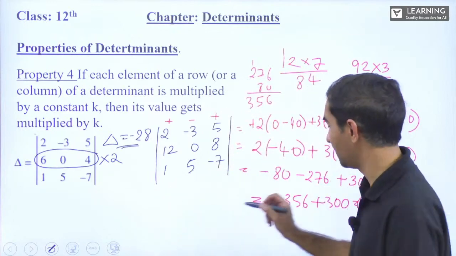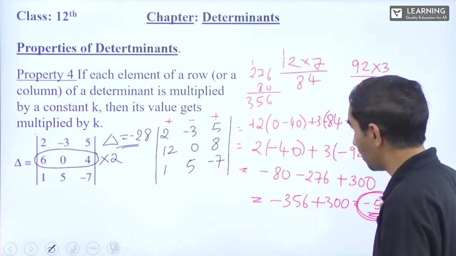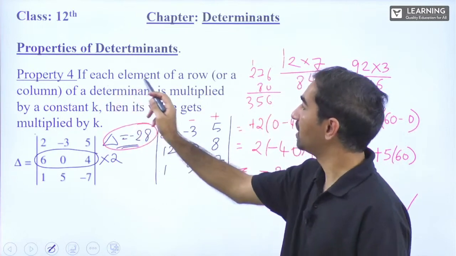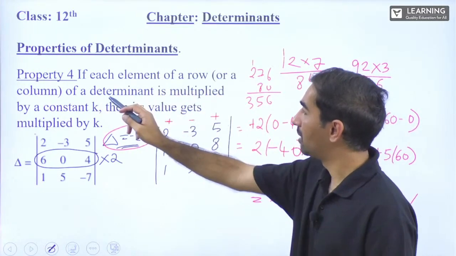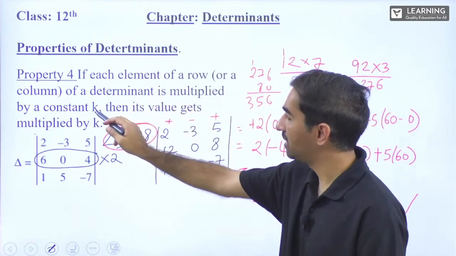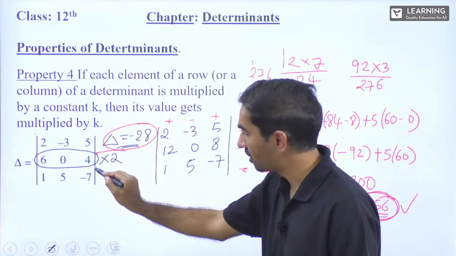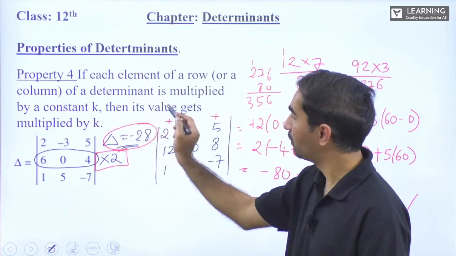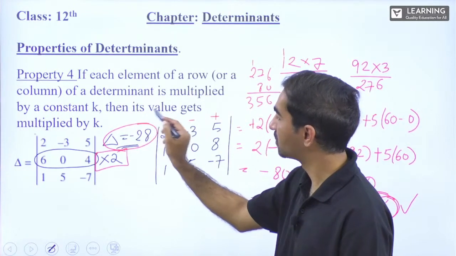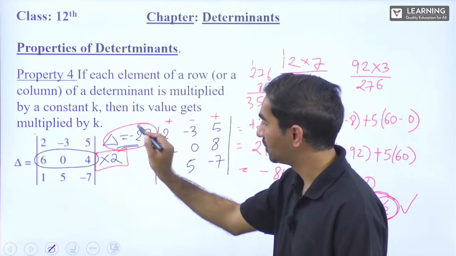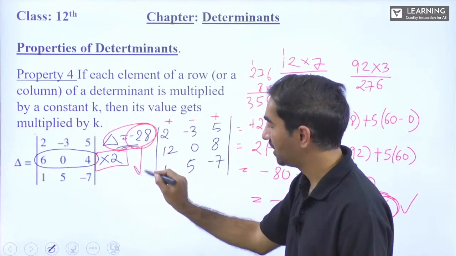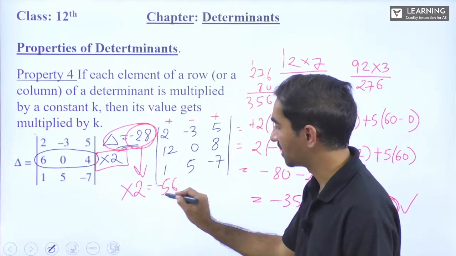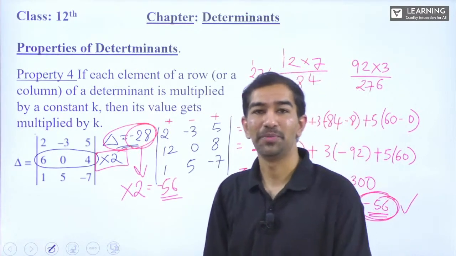So here if you see again, minus 56 we got, the value of this determinant is minus 28. Read the property. If each element of a row of a determinant is multiplied by the constant, what is the constant here? That constant is 2. Then the value of the determinant gets multiplied by k. So this is its value, right? So this will be getting multiplied by 2, which is equal to minus 56. Hope you understood this, students.